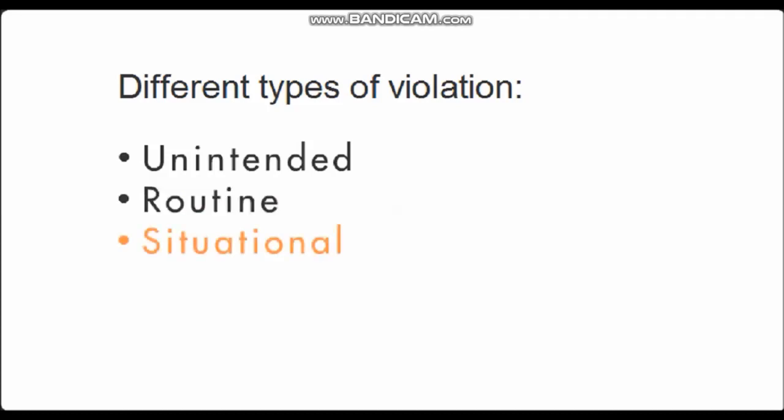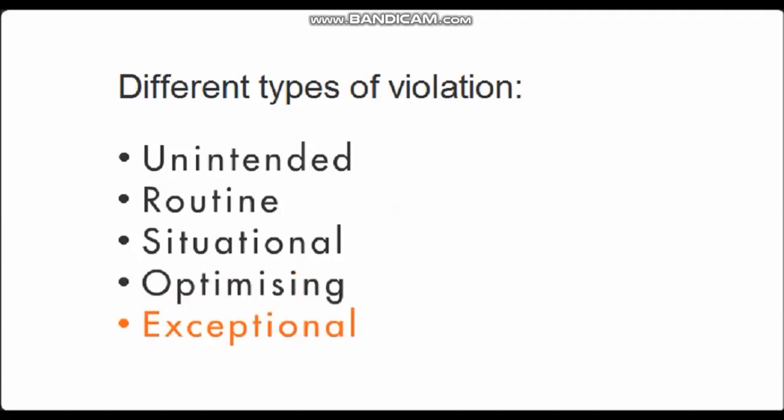Situational violations. The situation means I just can't do it according to the rules. Optimizing violations. I get things done in a way that's faster, or pleases the boss, or that just works better for me. And exceptional violations. There are no procedures except for general guidelines that may be hard to follow. Just try lying down in front of a grizzly bear and stay very, very still.